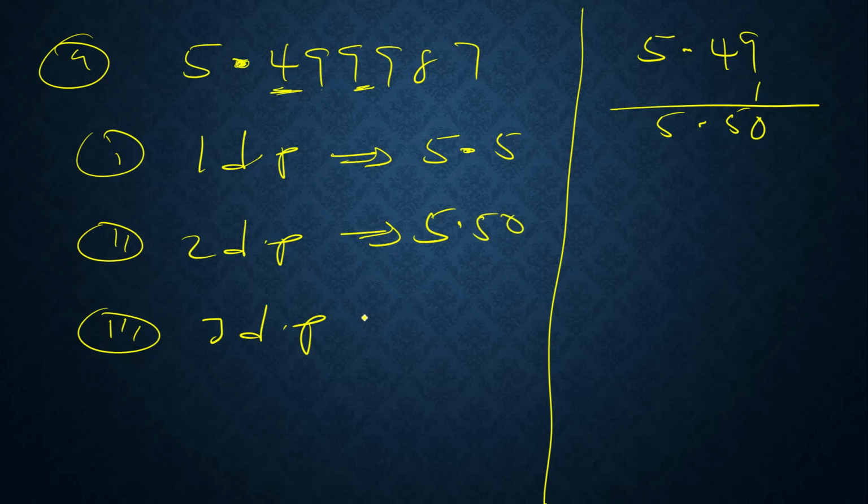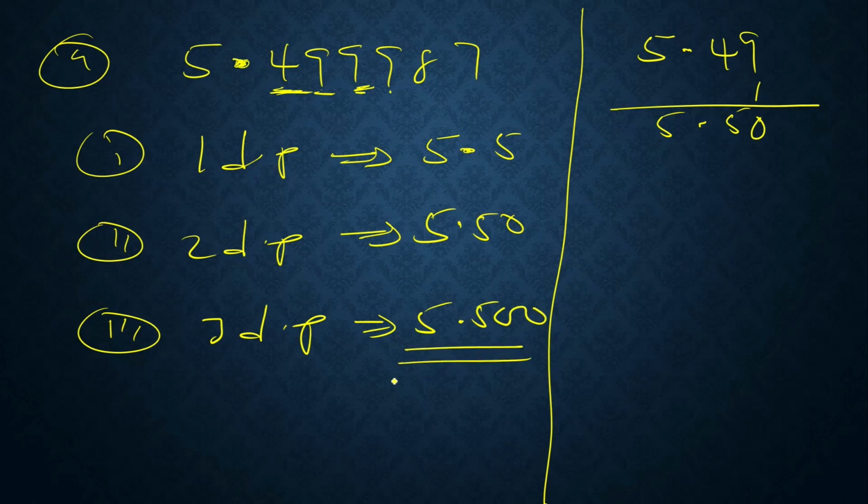5.50. All right. So let's look at 3 decimal places. So 1, 2, 3. So add 1. So this one will be 10. 0, 0, 5. So we have 5.500. That is to 3 decimal places.